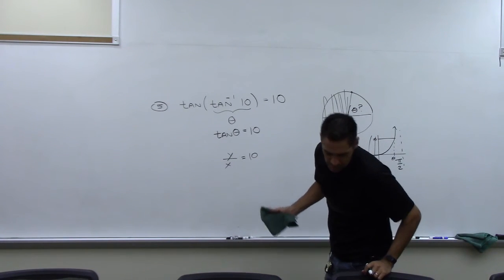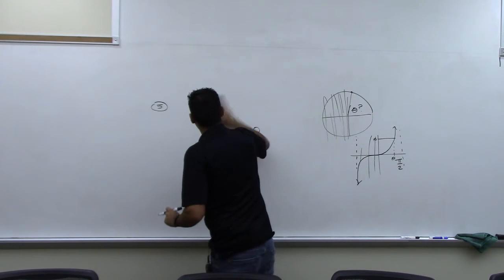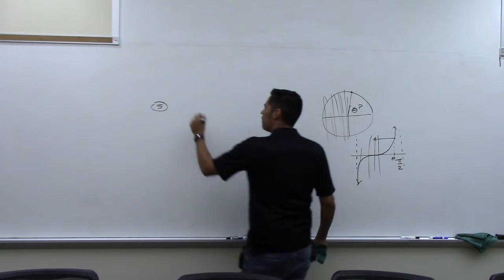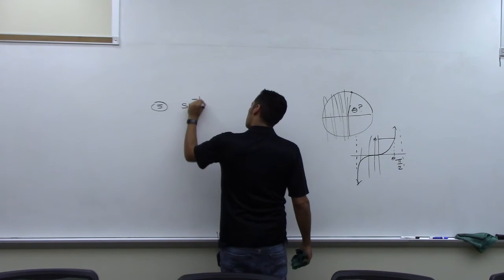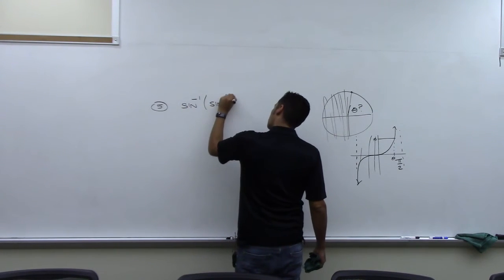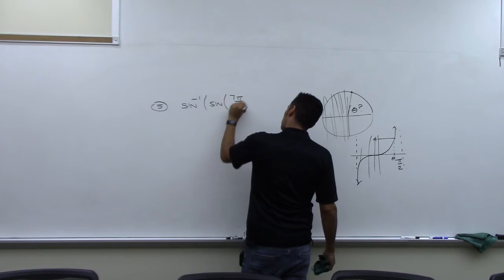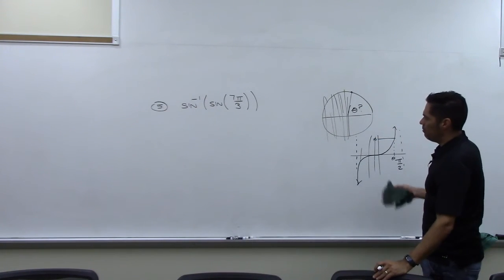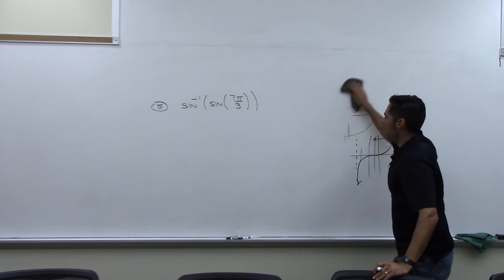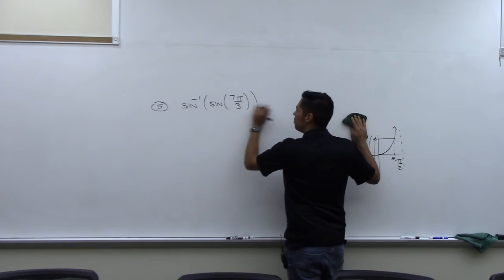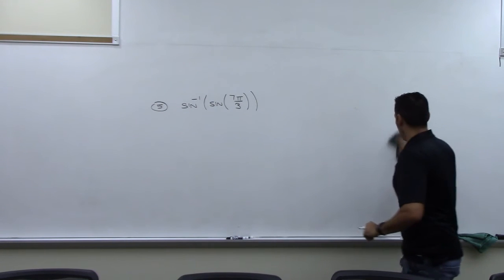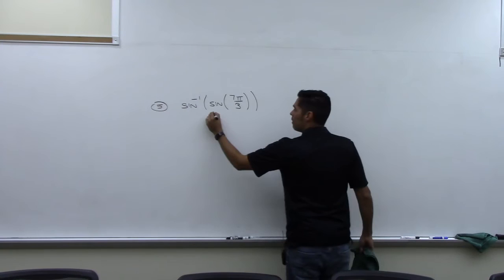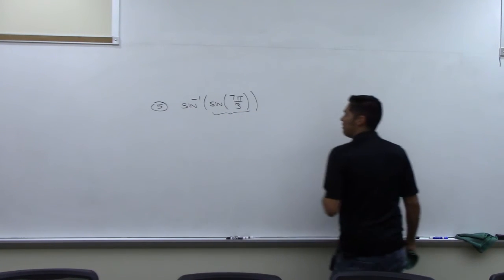B is the one that's tricky. We're going to do arcsine of sine of 7 pi over 3. Now, if you use that same logic that we just used, and you just right off the bat say, oh, these are going to kill each other off, the answer is just going to be 7 pi over 3, you're going to see it's not going to be correct. And here's why. First, let's figure out what is sine of 7 pi over 3.